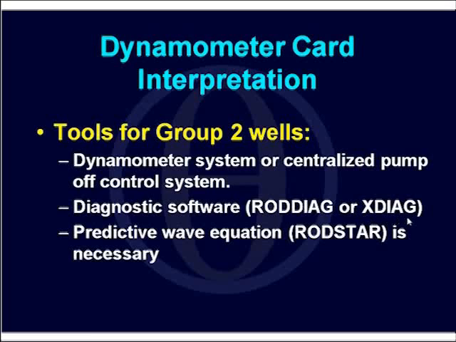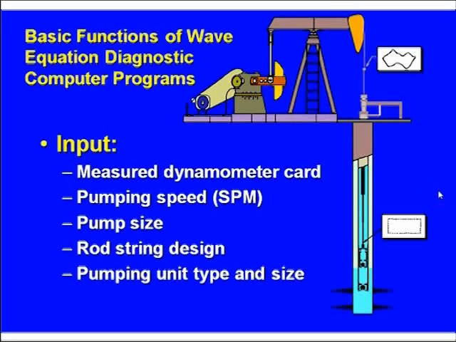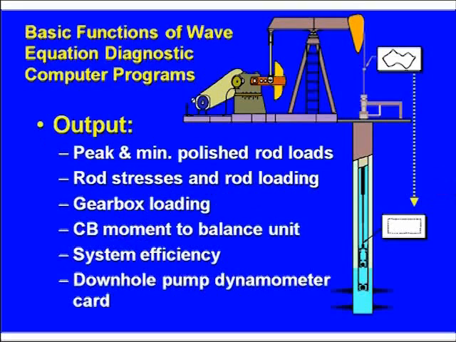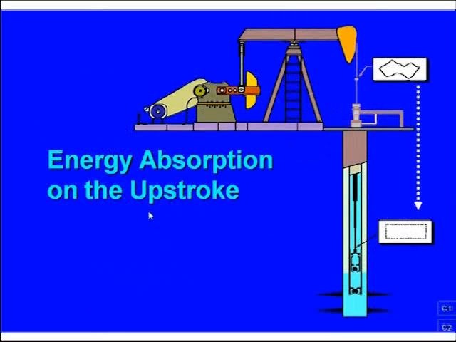Now, XDiag also knows about Group 2 wells, and it can actually use RODSTAR inside to do a very enhanced analysis when it comes to these types of wells to tell you what's going on. But basically, the basic wave equation can calculate the downhole dynamometer card, but when you look at that card for Group 2 wells, the shape is not that easy to interpret. Okay, so here we see an outline of the whole rod pumping system.